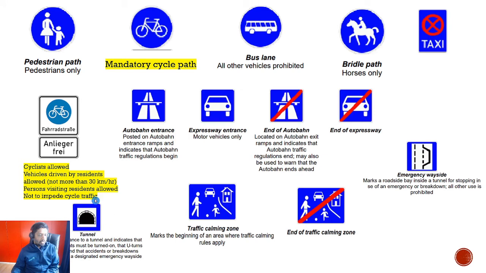If you see this, it tells you now you are going to enter a tunnel. If you see this, it tells you it's a traffic calming zone. And if you see this, it tells you it's the end of a traffic calming zone. If you see something like this, it tells you that there is an emergency wayside. So that means there are specific roads. This is generally associated with a tunnel. So in the tunnel there is space for emergency stopping. Okay, and if you see the symbol, that's where you should stop in the event of an emergency.